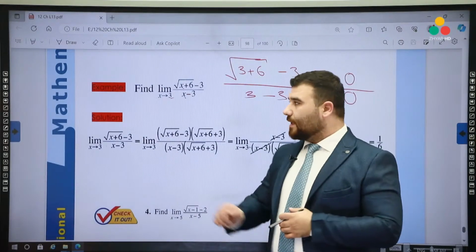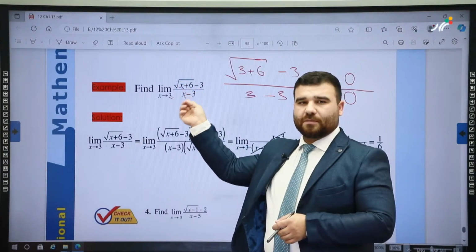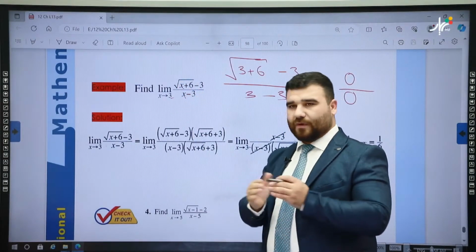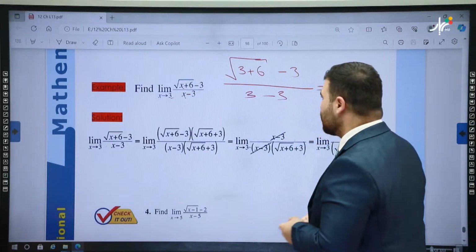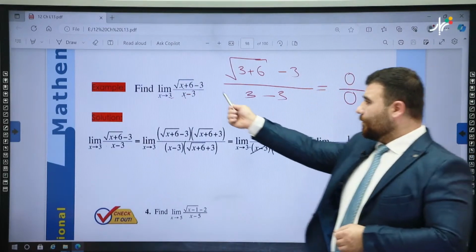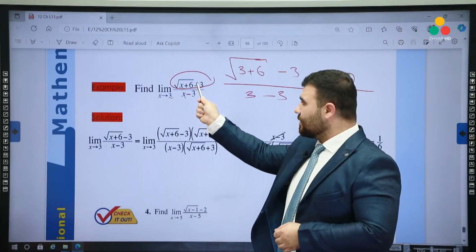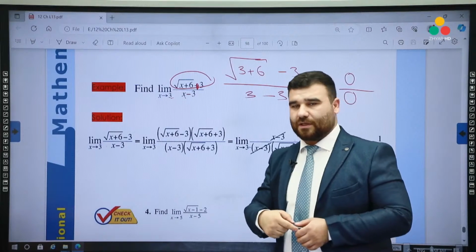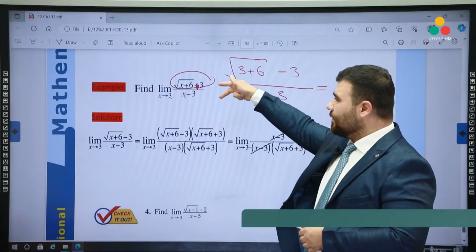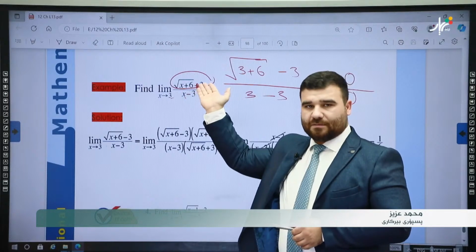What should I do? In the case of having square root, we need to multiply by conjugate. We cannot factor to cancel. We need to multiply by conjugate. Conjugate is what you see here. We write the same thing, and instead of this minus, we write plus. And if this is plus, we write minus for the conjugate. Then we will multiply up and down of the fraction by the conjugate of this expression.